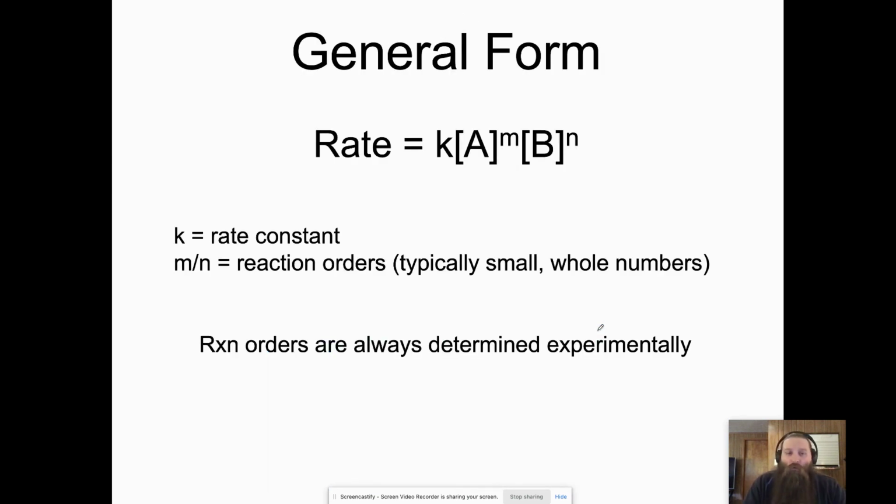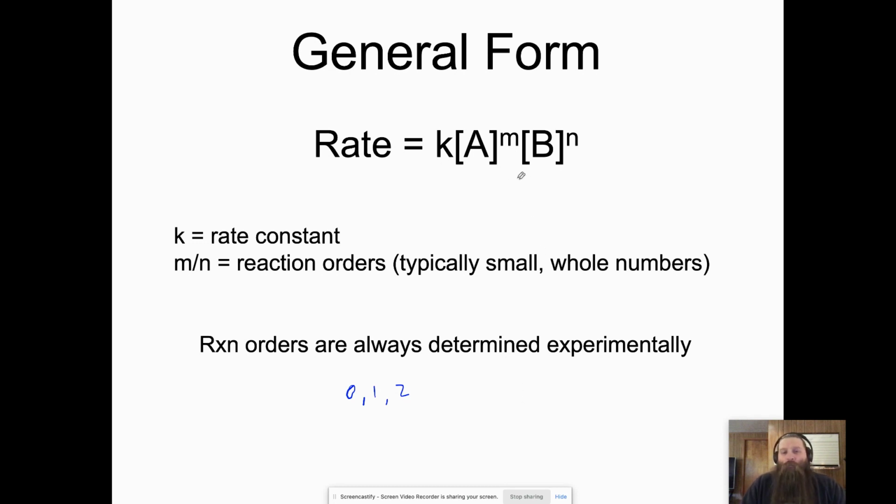Now here is the general form. Rate is equal to k, which is the rate constant, which is a temperature-dependent value, times the concentration of A raised to the power of the reaction order, m, times the concentration of B raised to the power of that reaction order. All right. Reaction orders are always determined experimentally. They're usually the numbers 0, 1, or 2. Those are the most common. They can be other numbers, but they're always determined experimentally.